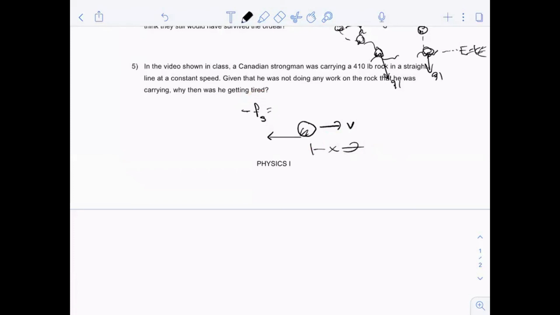And as you well know, that frictional force depends on his apparent weight. This guy appears to weigh 410 pounds plus his own weight. So if this goes up, the frictional force is going to go up. The larger the frictional force is, the larger the amount of work that he was doing. So as a result, he was losing a lot of energy.